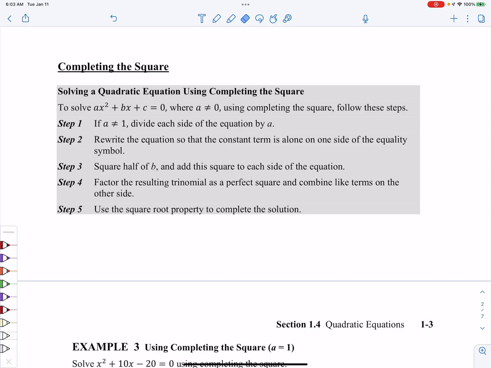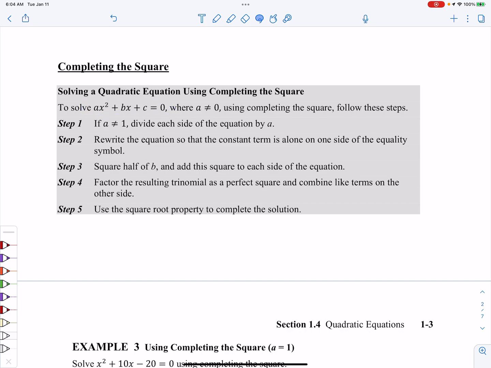I would highly recommend that as we work through the next two examples, you use this how-to list, have it right there in front of you so you can walk through the steps line by line and start getting used to following these steps. All right, so to solve our quadratic equation using completing the square, here are the steps we're going to follow.